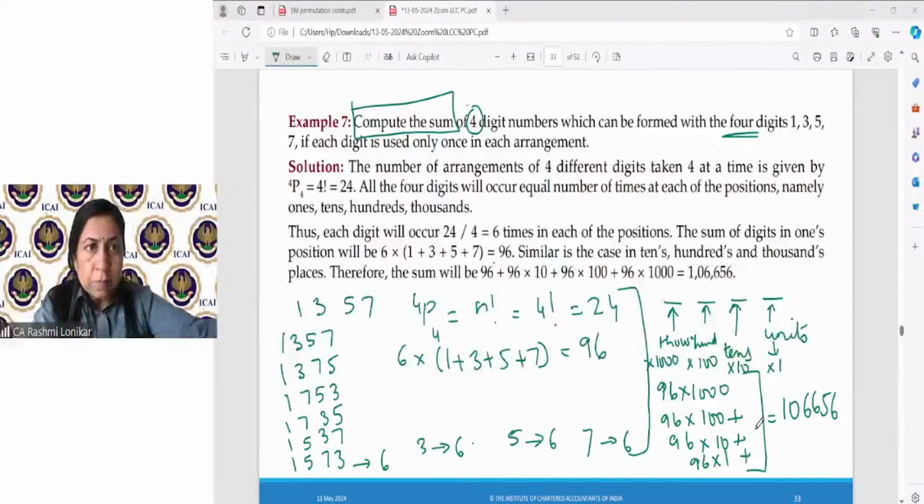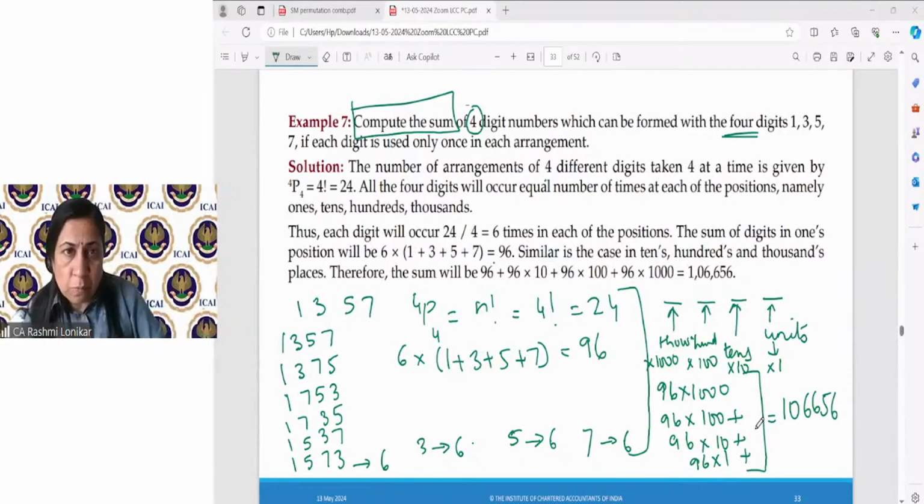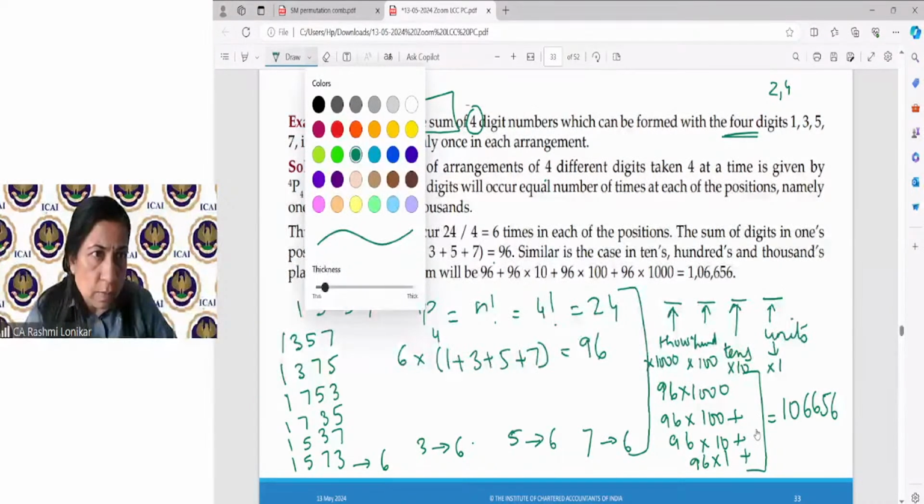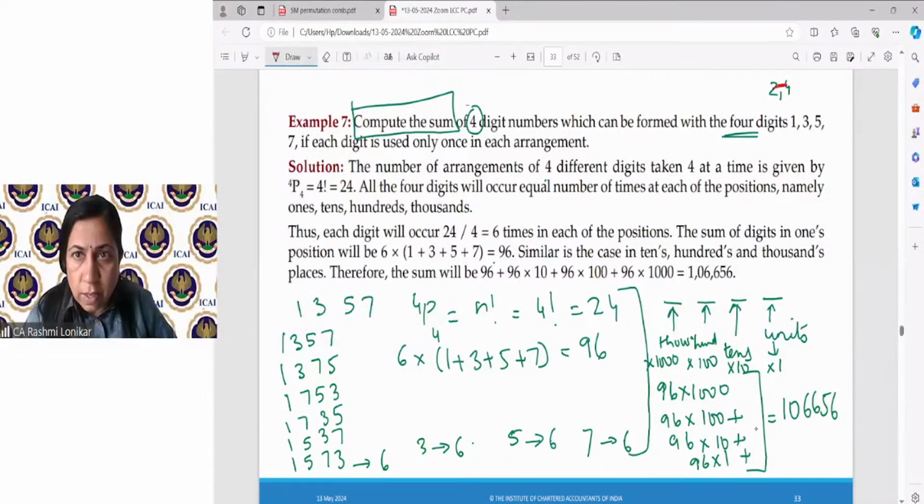19th. So see, this is the same question, 4 digit. Only the digits are 2, 4, 6, 8. What is the addition? 6 plus 6, 12. 12 plus 8, 20. So what will you have? This is 24, same. Okay, now there are 4.